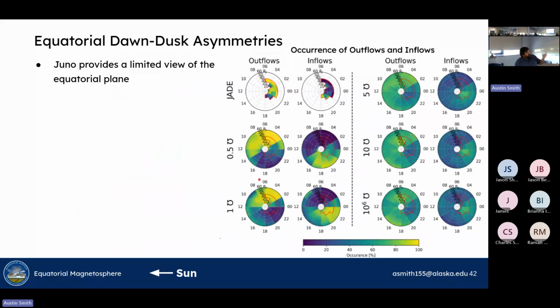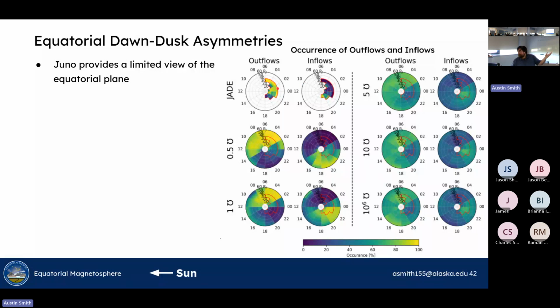Now, there's also lots of dawn-dusk asymmetries in the Jupiter system. Here in the upper left panel, we can see the occurrence of radial outflows and inflows in the equatorial plane. And this is coming from Junjiao's forward fit data sets from 274 crossings of the magnetodisk. So, it's a great data set.